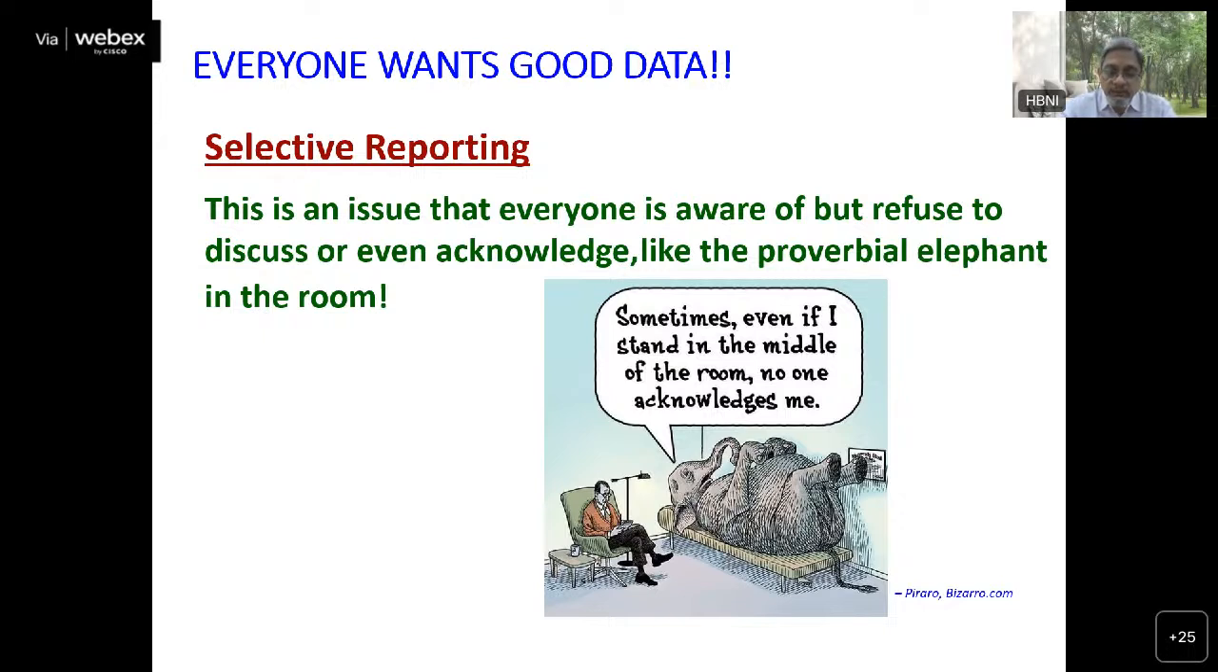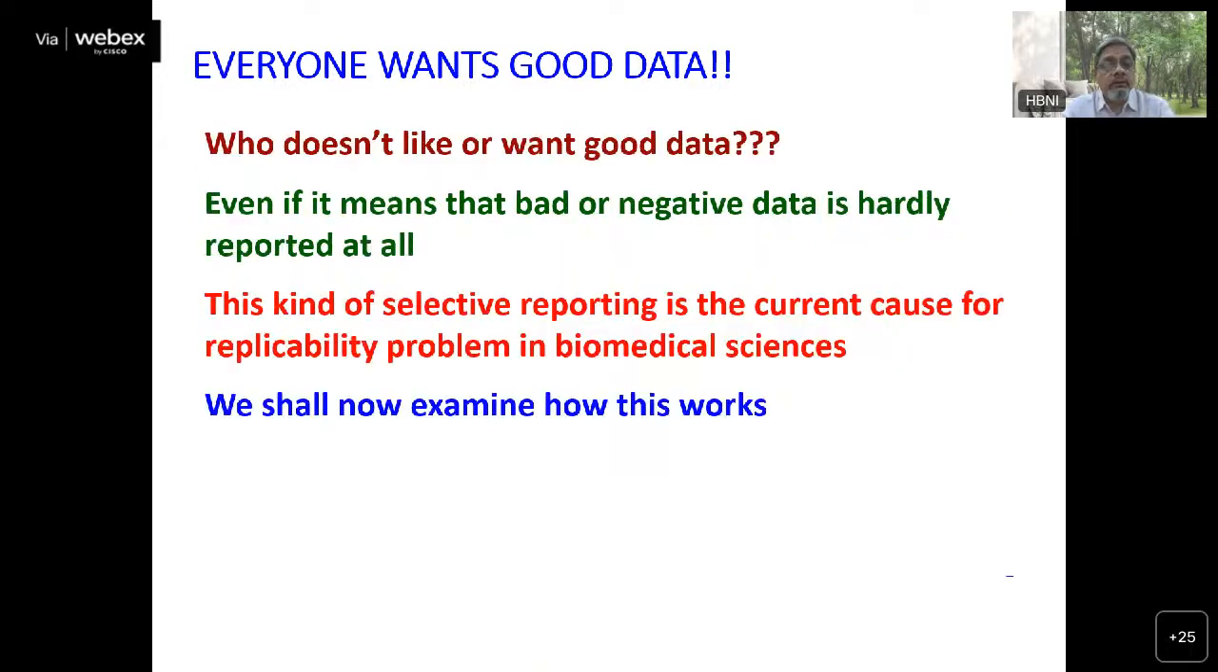So you have some kind of a selective obliteration of bad data. You just try to push it under the carpet, even though it is right in front of you. You don't wish to accept that you have bad data. Who doesn't want good data? Everyone wants good data. So even if it means that the negative or bad data is not reported at all, everyone wants to present or push only the good part of your data.